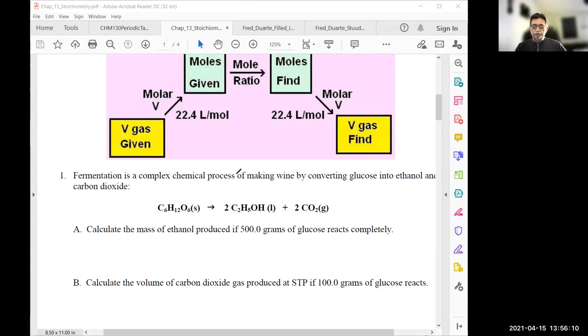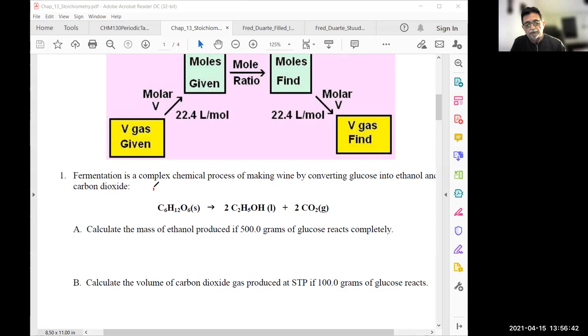This is a generation-old process. Alcohol has been made for years. So you take in glucose, create ethanol and carbon dioxide. Now they're asking you here to calculate the mass of ethanol if 500 grams of glucose reacted completely.